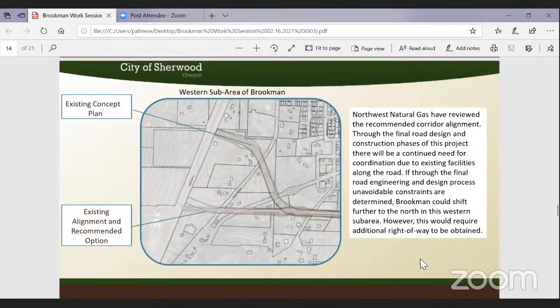So the western sub area of Brookman. This just shows right here, again, the existing alignment and the recommended option at a signalized intersection with Highway 99.